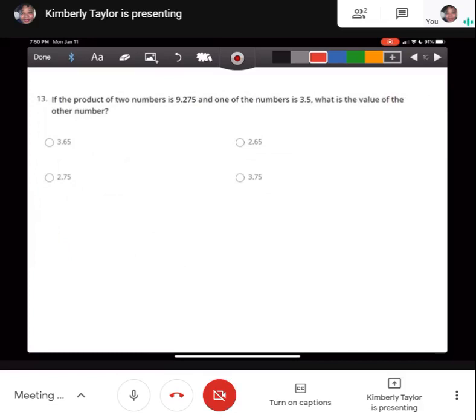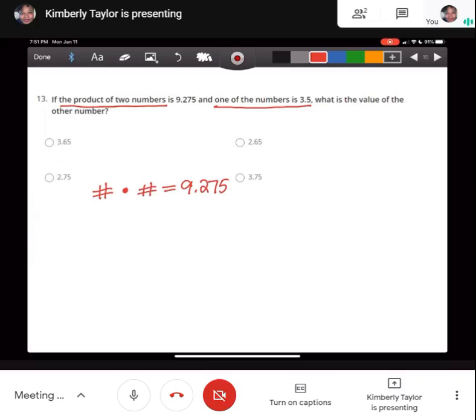So it says if the product of two numbers is 9.275 and one of the numbers is 3.5, what is the value of the other number? I don't know why they've got all these words. This is a division problem. The product of two numbers means you're multiplying two numbers together. So you got a number times a number. And they're equal to 9.275.